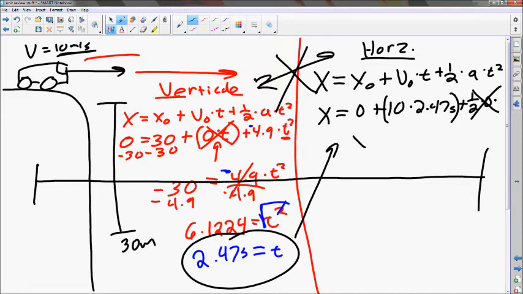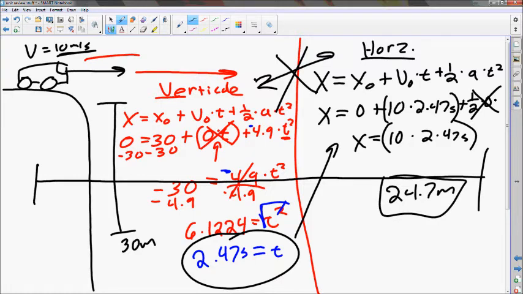And basically all we get is that x equals 10 times 2.47 seconds. The distance that the object goes is going to be equal to the initial velocity multiplied by that time that you got from your vertical axis. And so in this case, you get 24.7 meters. That's how far that bus would go. So when you're setting up projectile motion problems, set up each axis independently and think about the measurements that go in there. And again, the only thing that can be used in both equations on both sides is the time.